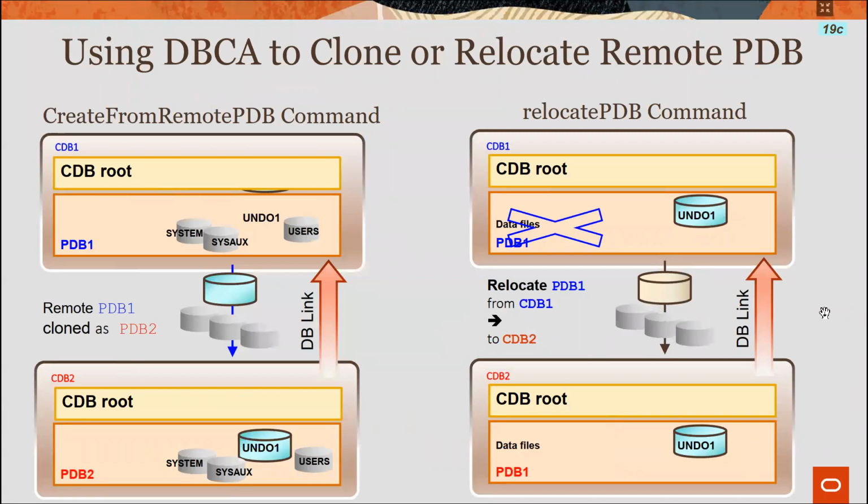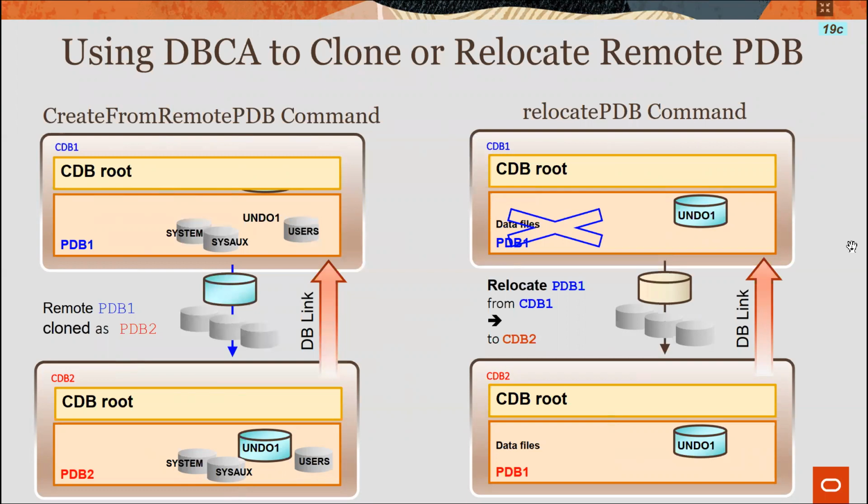Something else we have in 19C is the ability for the DBCA to clone or relocate a remote PDB. This is very advantageous. If I use the create from remote PDB command in a script for my DBCA to run, I could, through my database link, request that a remote PDB be cloned as another PDB. I can also use a relocate PDB command to relocate that PDB somewhere else.